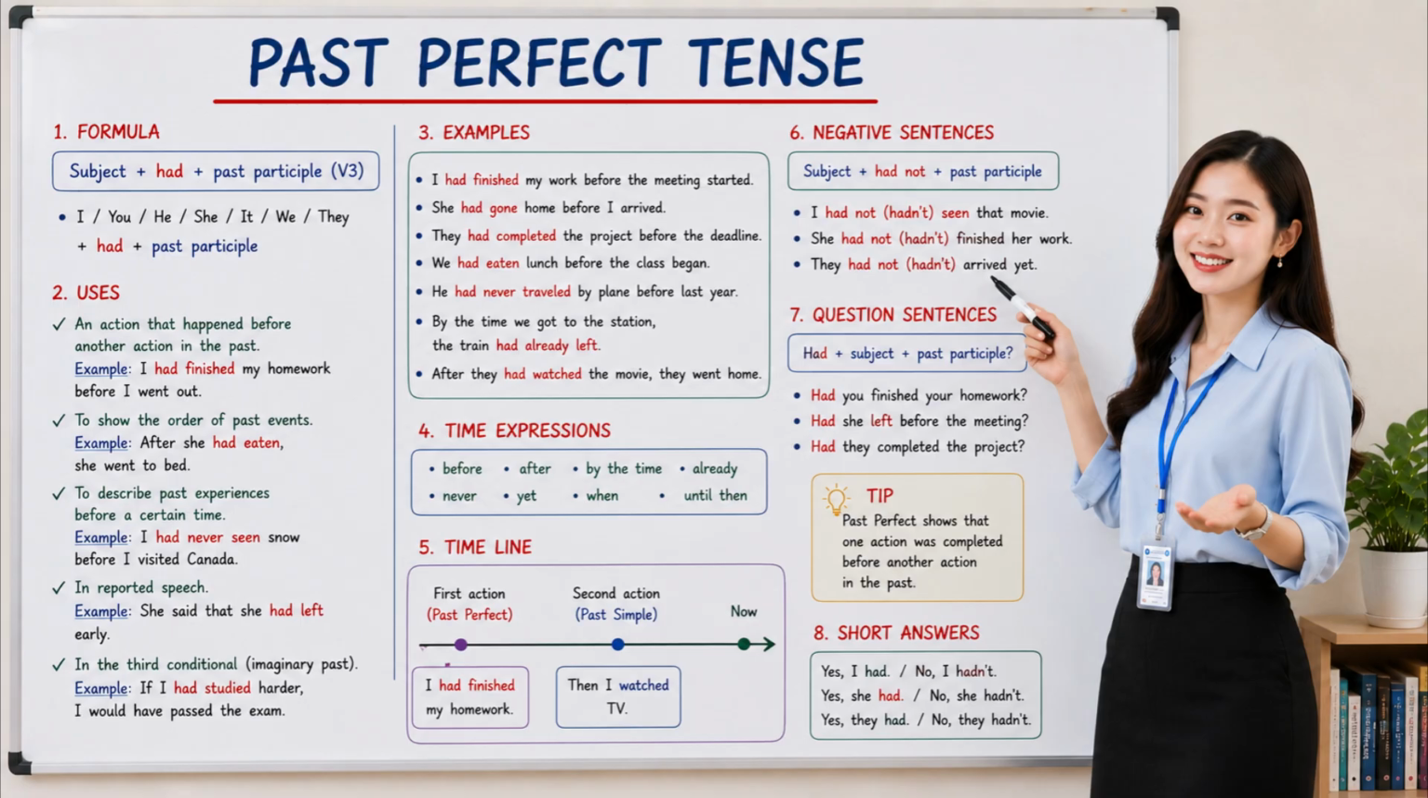We often use the past perfect tense with words and phrases such as before, after, by the time, already, never, and when. These expressions help us connect two past actions and show which one happened first. For example, she had finished her work before the meeting started, or by the time we arrived, the movie had begun. Learning the past perfect tense will improve your ability to tell stories, explain experiences, and describe sequences of events.